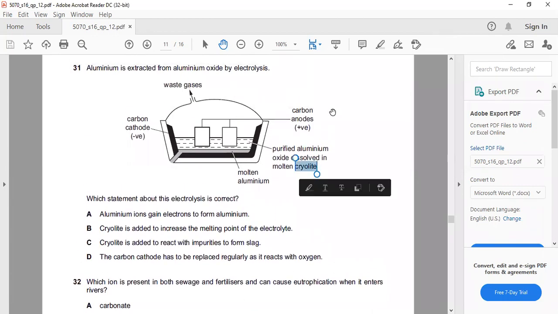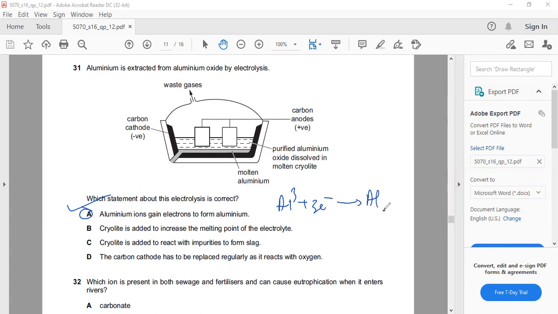Question 31 is still about metals, extraction of aluminium. Which statement of the electrolysis is correct? Aluminium ions gain electrons to form aluminium. Fortunately, the first answer is correct. This is the equation. Aluminium forms in the molten state.